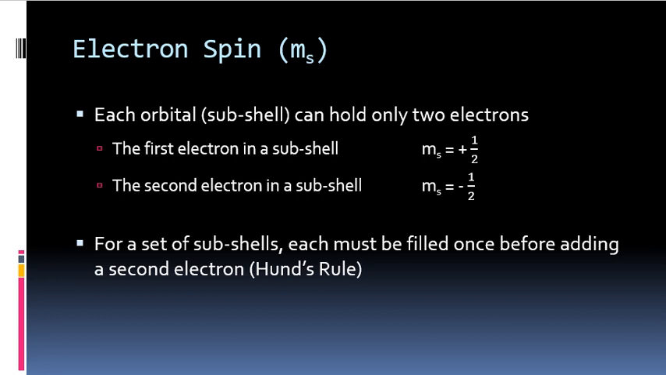And just by convention, the first electron that's used to fill an orbital or a subshell is given a value of +1/2 or spin up. And then the second electron in a subshell is given a value of -1/2 for its electron spin, or a spin downwards.